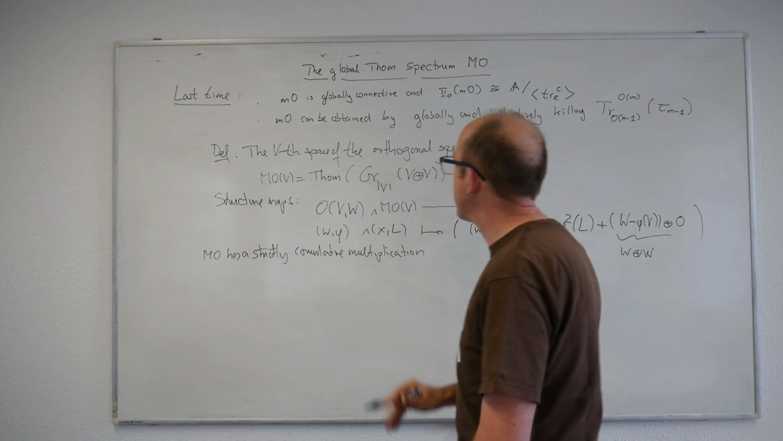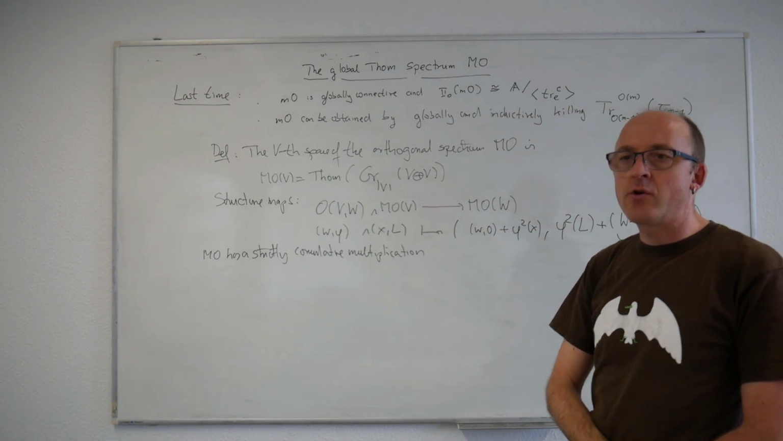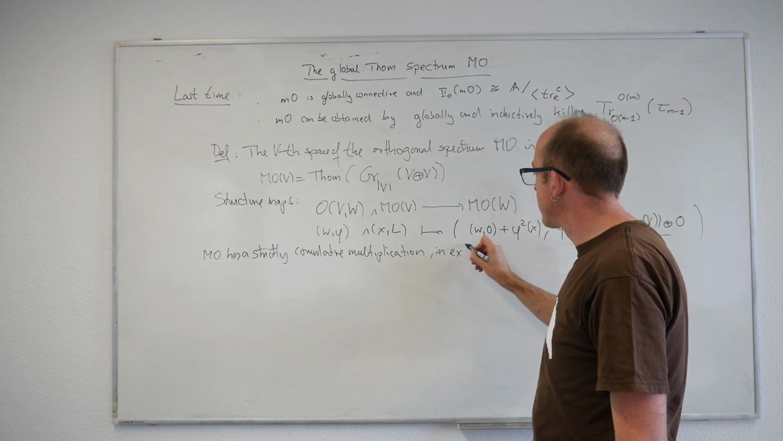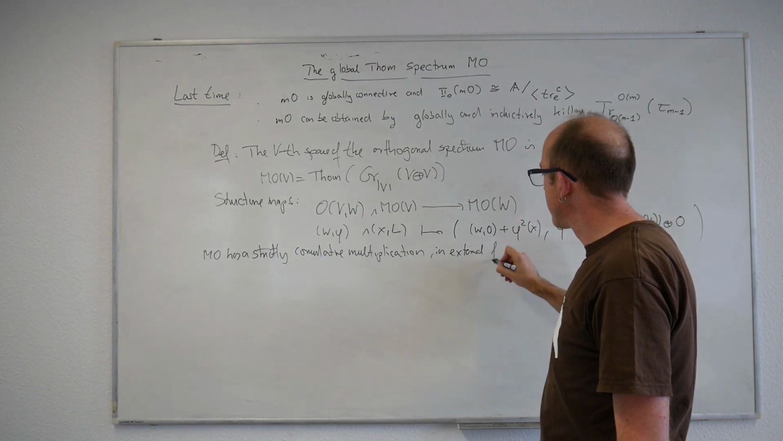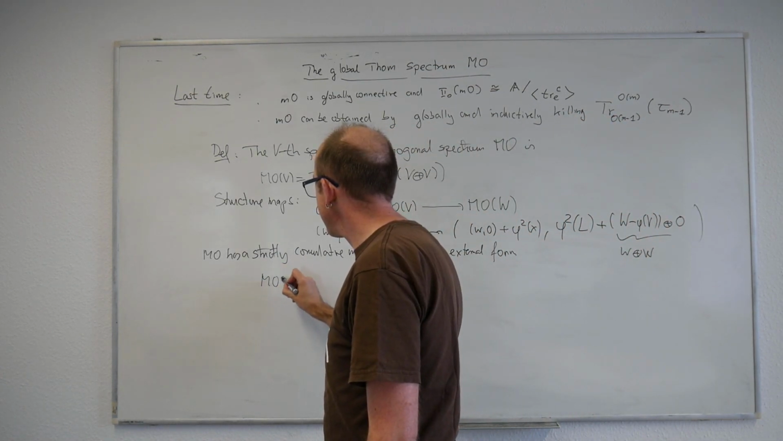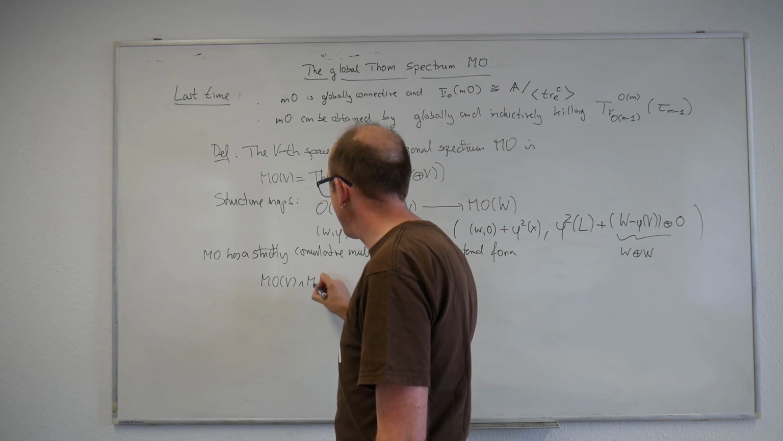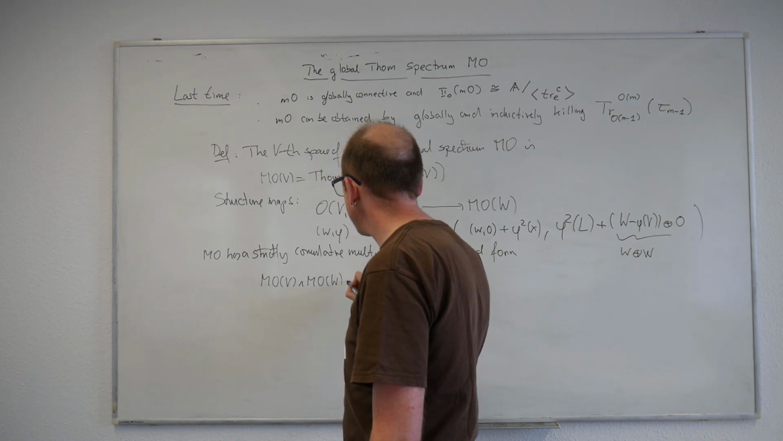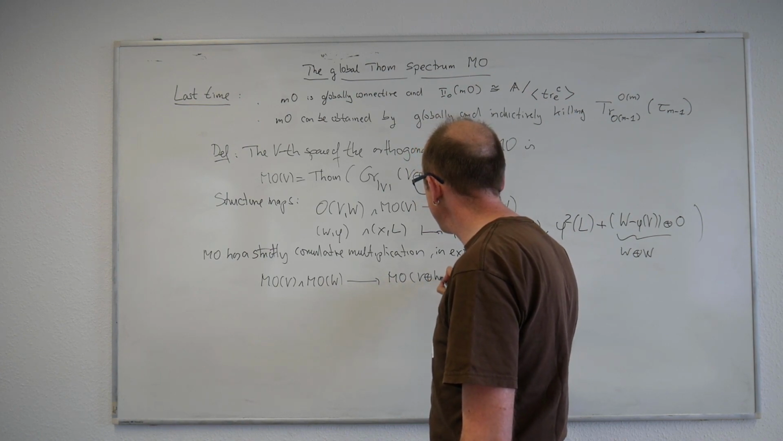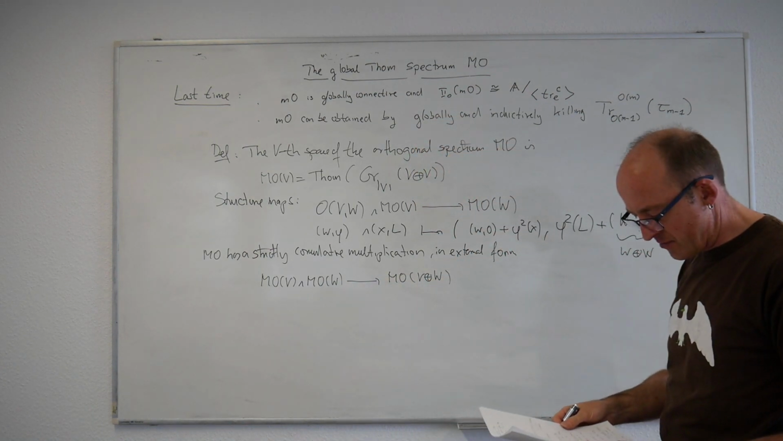So that should be a morphism of MO smash MO to MO, which I can give to you in the external form. In the external form I have to give you a bunch of maps for all inner product spaces V and W, from MOV smash MOW to MOV plus W, and these maps are essentially given by orthogonal direct sum.